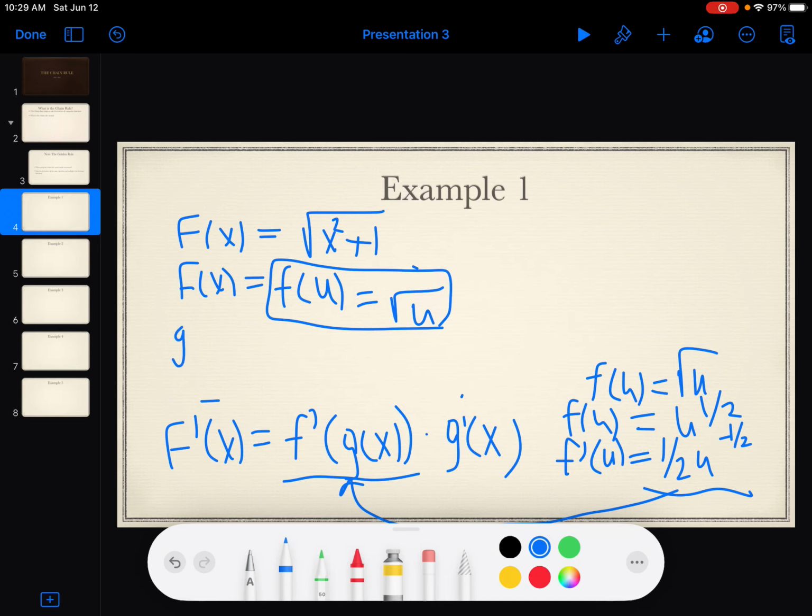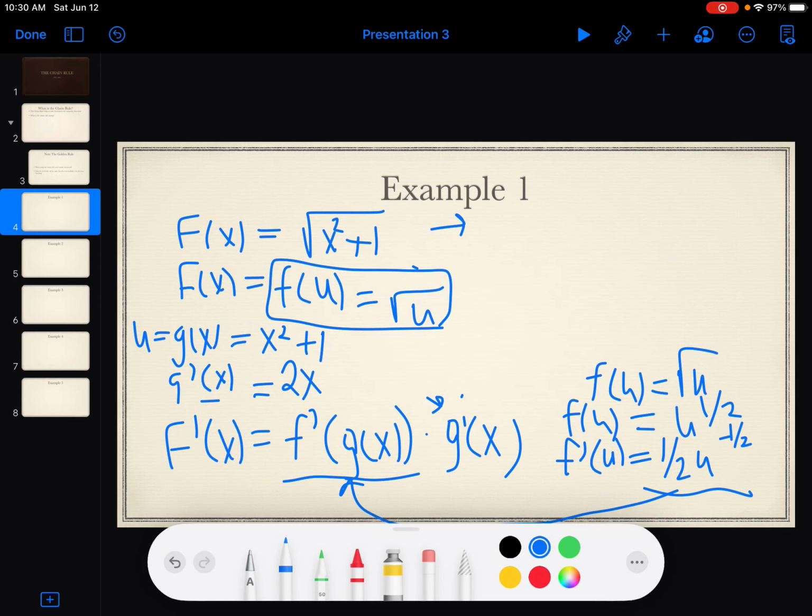So, what is g of x equal to? Well, u was equal to g of x. And what was that equal to? Well, that is equal to x squared plus 1, right? So let's take the derivative of g of x. What's g prime of x? So we're doing this part now. Really easy. It's just 2x, right? We learned how to take the derivative. It's just a polynomial. There we go. Done. 2x.